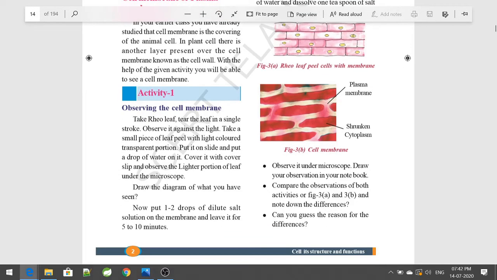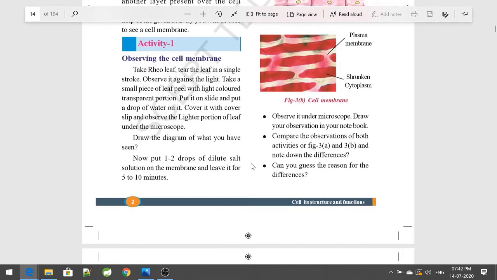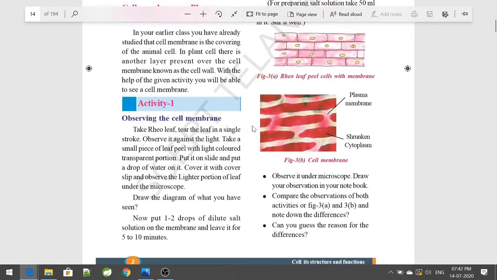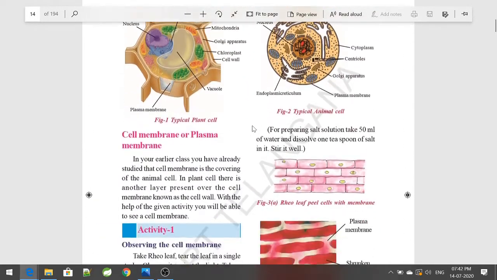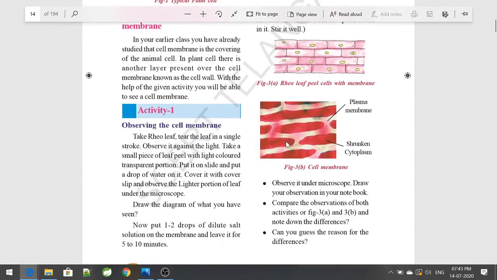How can we find the cell membrane? Just take a Rhoeo leaf. Rhoeo is the plant name. You just tear it and put a few drops of salt solution on the membrane and leave it for how many minutes? 5 to 10 minutes after tearing the Rhoeo leaf. And after that, what will you observe? Dissolve 1 teaspoon of salt in it, stir it well.